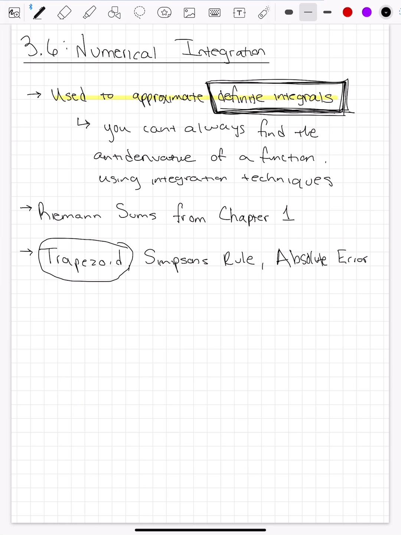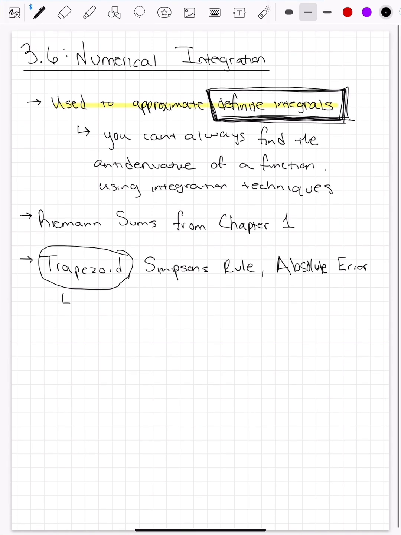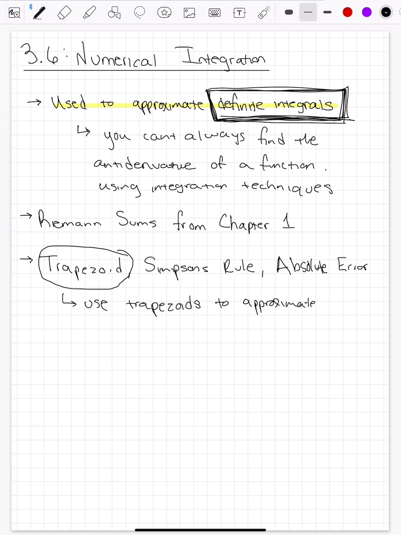So what is the trapezoid rule? Its name is actually pretty intuitive. Instead of using rectangles, we're going to use trapezoids to approximate definite integrals. And I'm going to show you exactly how the trapezoid rule works.